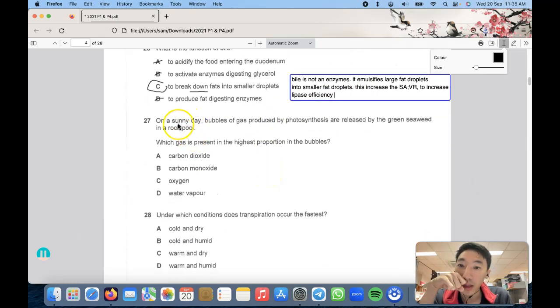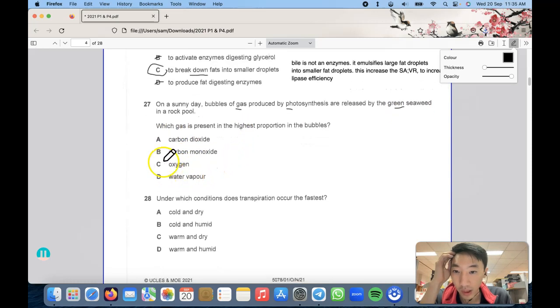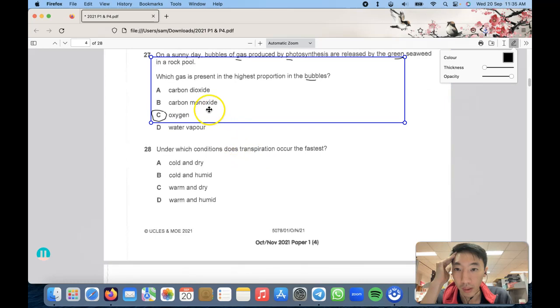Okay, on a sunny day, so sunny means there's light energy, then bubbles of gas that are produced by photosynthesis are released by green seaweed. Green means that there's chlorophyll inside the seaweed. Then which gas is present? Photosynthesis is happening, so that means that oxygen is inside these gas bubbles, which are basically oxygen bubbles. Let's just double check. Make sure no nitrogen, because nitrogen is very high. Okay, there's no nitrogen. Very good.